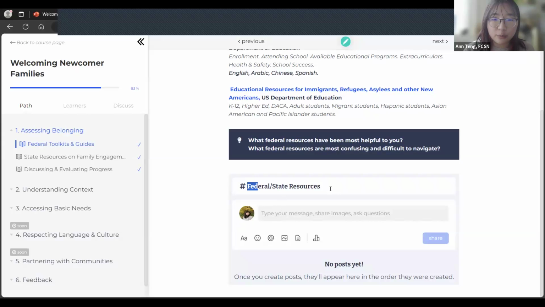This is specifically a group for federal and state resources. So these federal toolkits and guides and the state resources on family engagement in the second link are linked together in terms of this forum. So if you type in a message, I'm just going to put in the prompt again for folks.